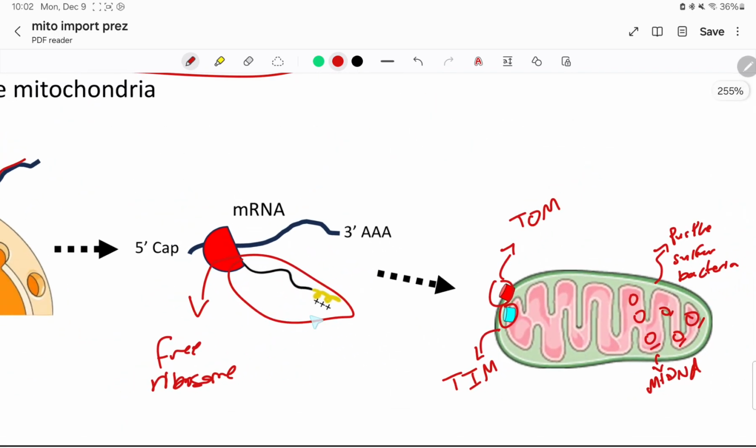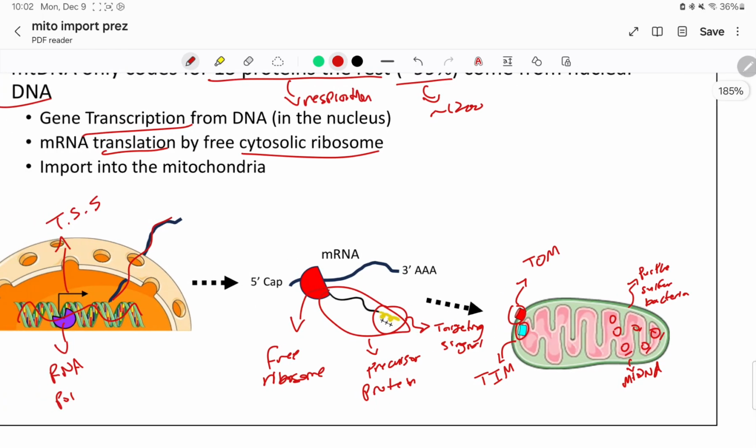Now, since this protein is going to get imported into the mitochondria, we actually call this a precursor protein. And on the N-terminal side, it'll actually have what's known as a targeting signal. This is basically just a sequence of amino acids that tells this protein, hey, you're destined for the matrix of the mitochondria.